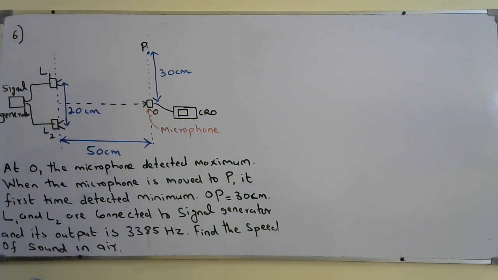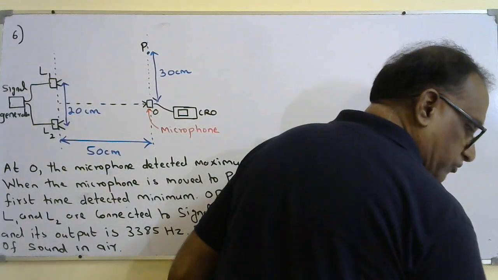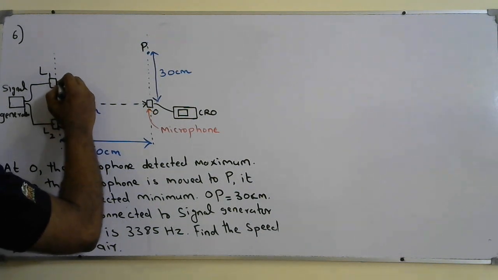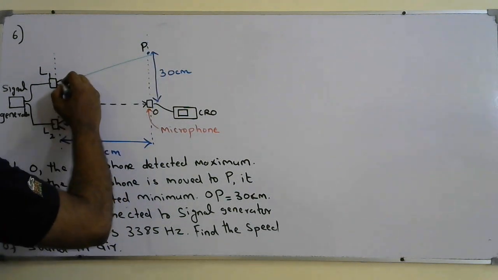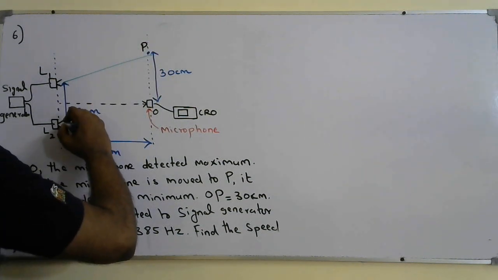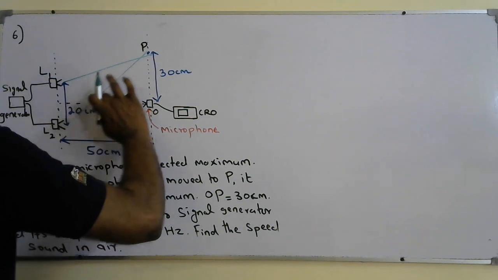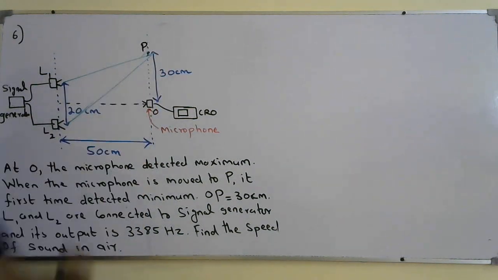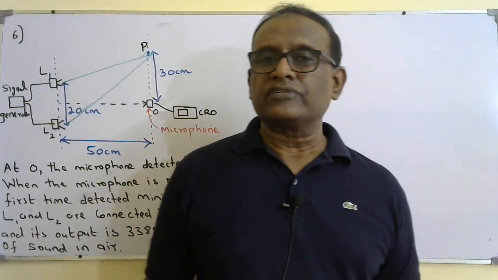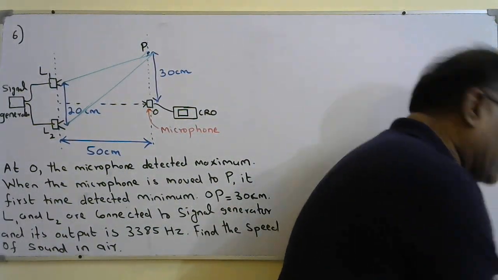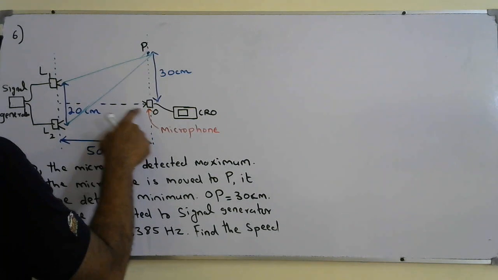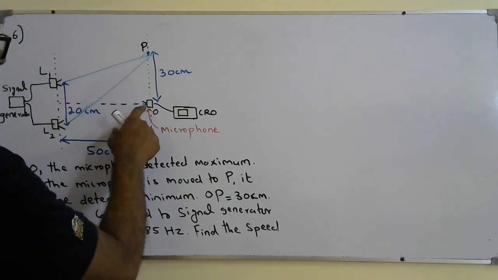So again we need to find the path difference. We need to find this distance L1P, and also we need to find L2P. These are the two things we need to find in order to find the path difference. Here, in terms of waves, we only need to find the path difference, but there is a little bit of difficulty in finding it because we need to use a little bit of geometry. O is along the center of L1 and L2. We need to take that. O is the central maximum.